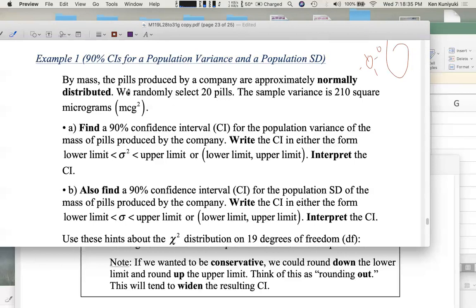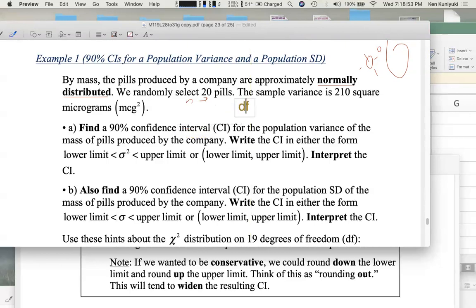All right. So by mass, the pills produced by a company are approximately normally distributed. We need that assumption. Let's say we randomly select 20 pills. So little n is 20. That's the sample size. And therefore, that means we'll have how many degrees of freedom?